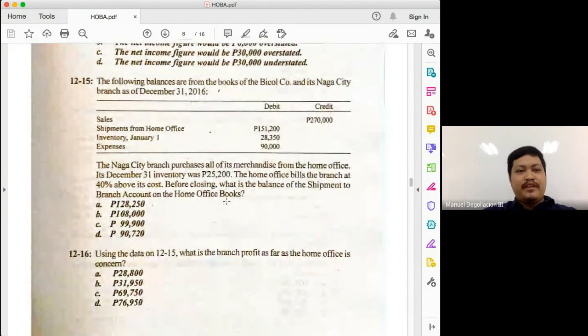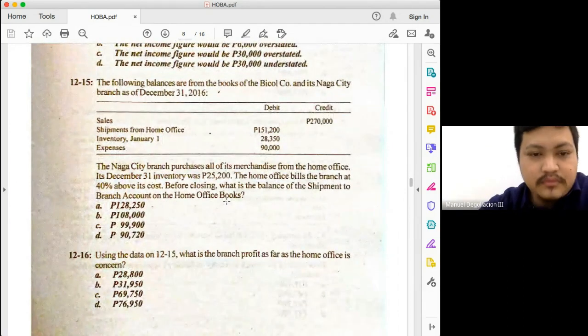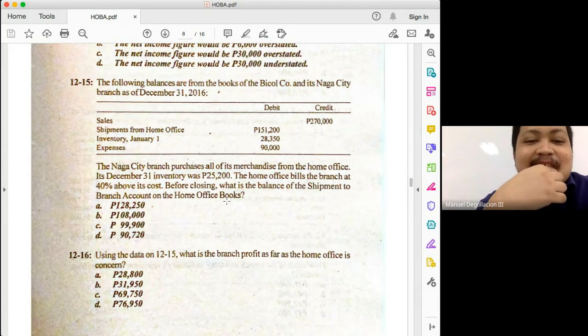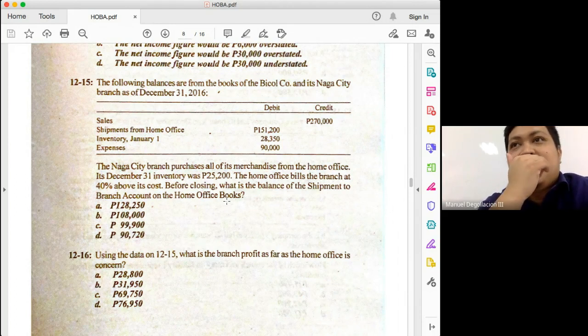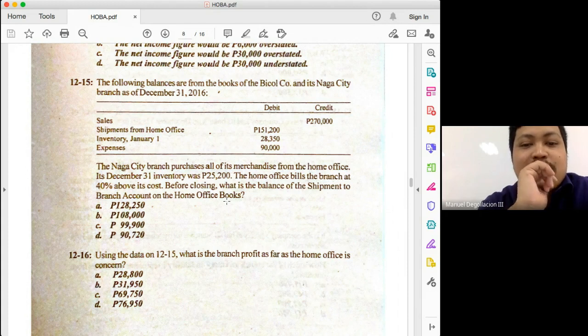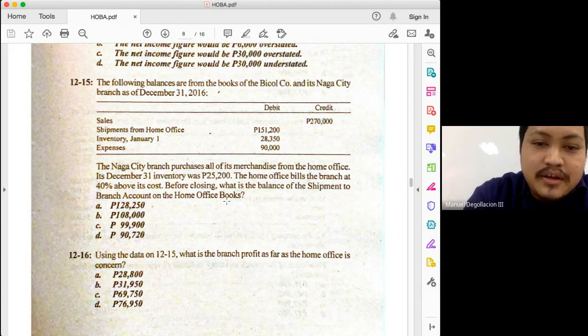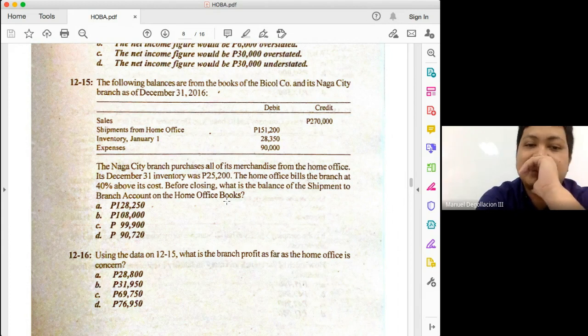Let's proceed to problem 12-15. Question here is before closing. What does that mean? What's the significance of that phrase? Profit or loss have not yet been recognized. What is the balance of the shipments to branch on the Home Office books? And also it makes sense, class, because if it's after closing, what will happen to the shipments to branch account? It will become zero, because it's a nominal account. Okay, what is the balance of the shipment to the branch account on the Home Office books?